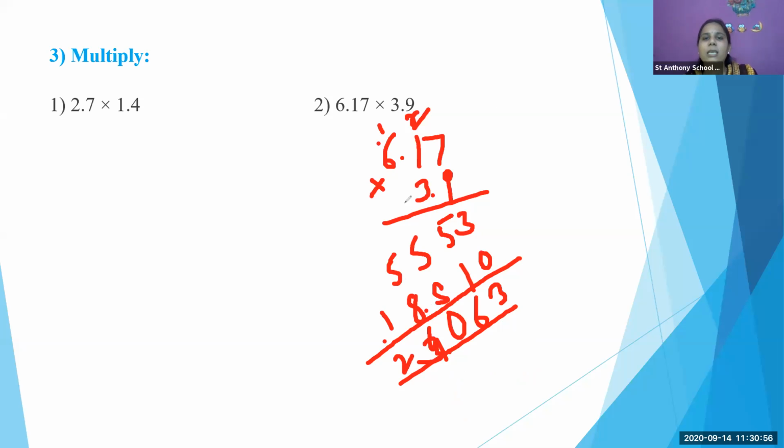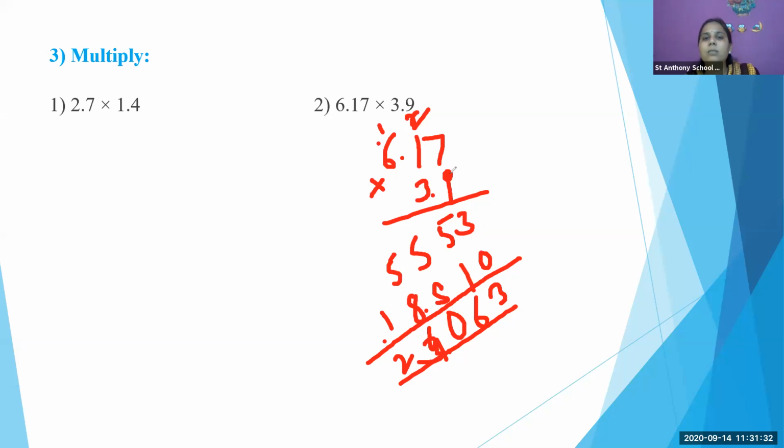So see, 6.17 into 3.9. 9 sevens are 63, 3, 6 carry over. 9 ones are 9 plus 6, 15, 5, 1 carry. Then 9 sixes are 54 plus 1, 55. Now 0 will be there. Then 3 sevens are 21, 1, 2 carry. 3 ones are 3 plus 2, 5. 3 sixes are 18. Now 3 plus 0 is 3, 5 plus 1 is 6, 5 plus 5, 10, 1 carry over. 5 plus 8 is 13 plus 1, 14, 4, 1 carry over, and 1 plus 1 is 2.